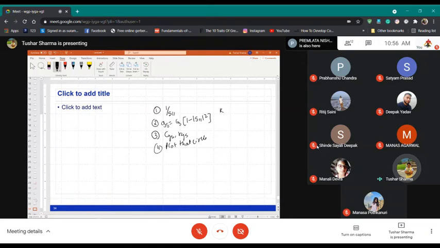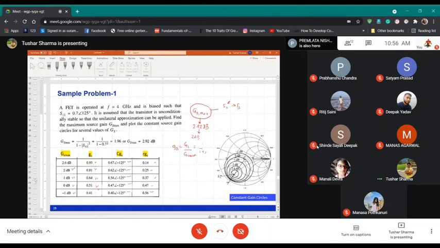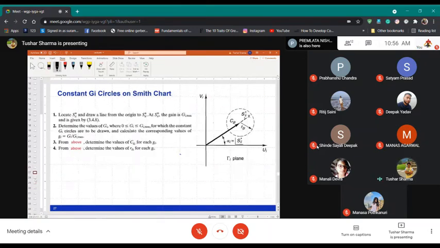This is the case k is less than 1, delta less than 1. Plot that circle and select your impedance, whatever impedance selection is needed. So you follow these steps for potentially unstable. For the other case, you do S11 conjugate, S22 conjugate, and other cases mentioned above in this slide. So that's how you do gain circle plotting for two different cases: unconditionally stable and potentially unstable case.